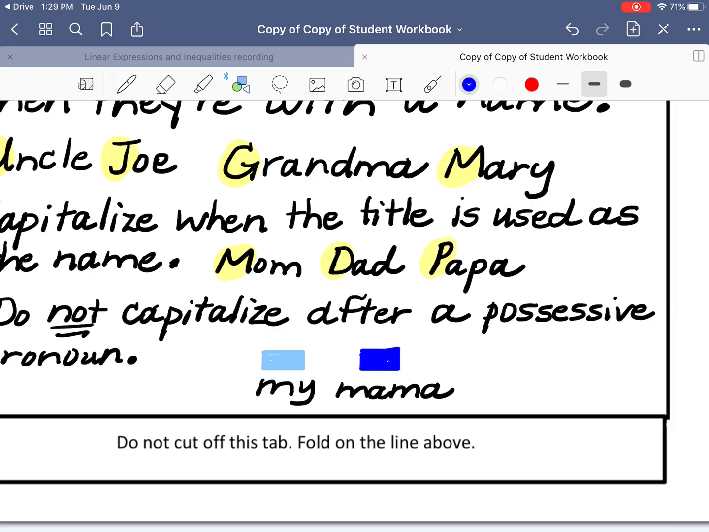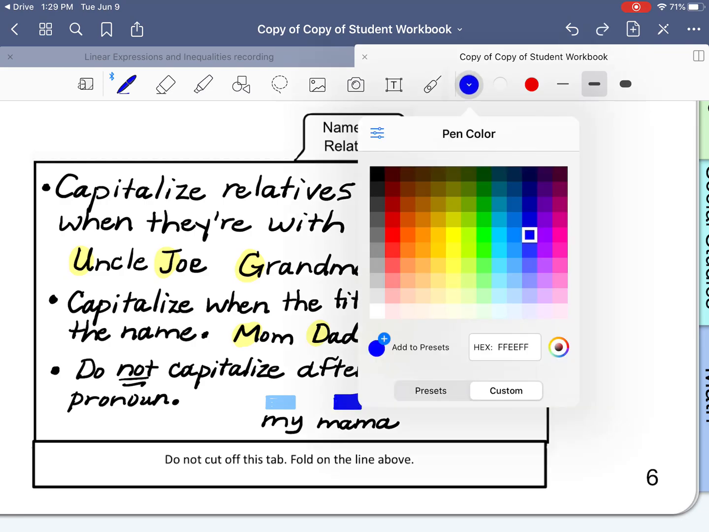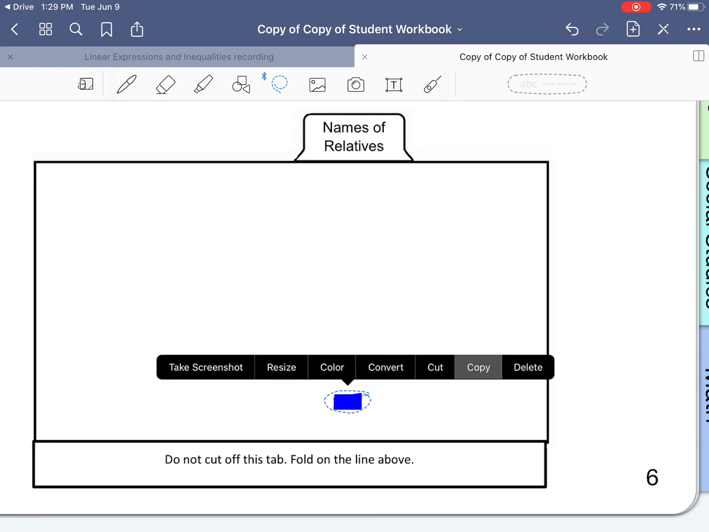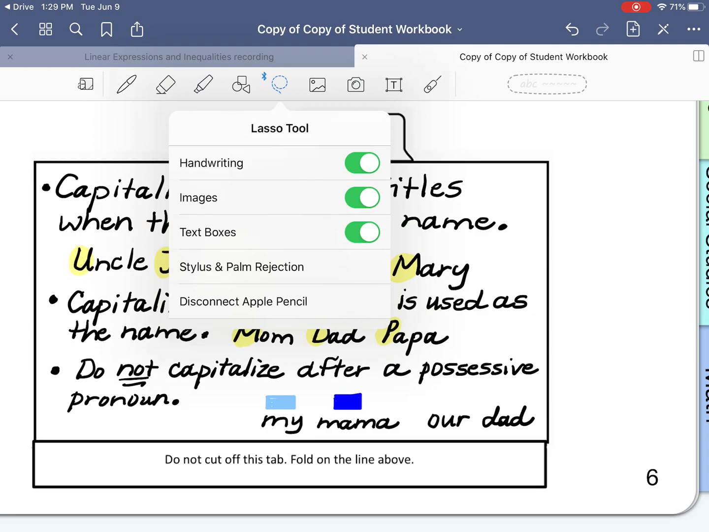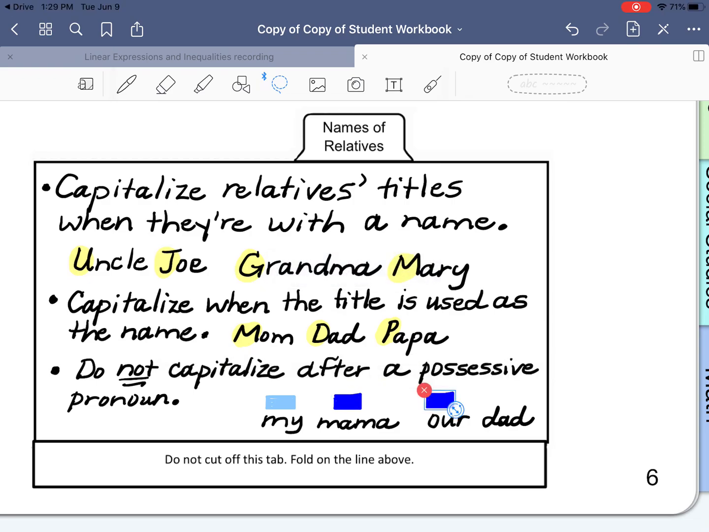So let me put in another example. Our, whoops, let's use black ink. Our dad. Dad is the person, dad is the noun. I'm just not having much luck today, am I? Let's try it again. I'm very tired today, and I think that has a lot to do with it. Dad is your noun. Our is your possessive pronoun. And when you have that pattern, you do not have capital letters.